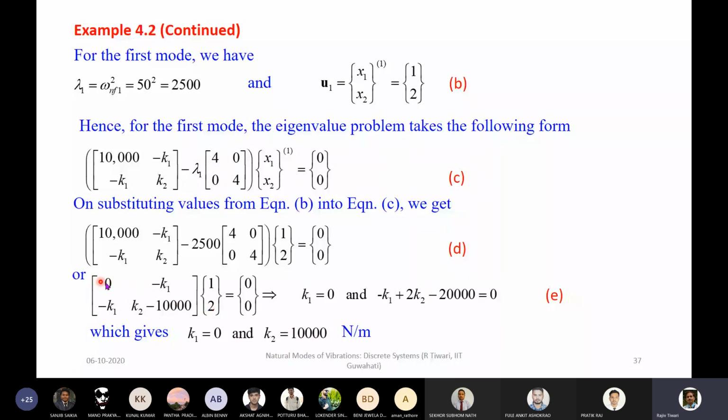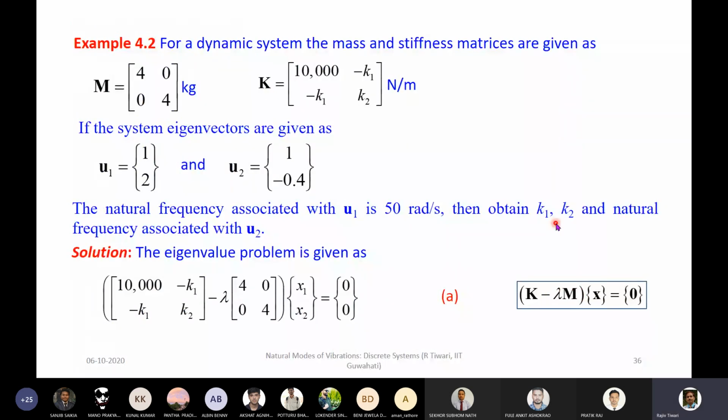Even we can expand the first equation, because this is a matrix form. There are two equations. The first equation will give k1 is equal to 0. The second equation will give this into 1 and this into 2 is equal to 0. So from here, because k1 is 0, k2 can be obtained. Now with the information of the first natural frequency and the first mode shape, we could get the stiffnesses k1 and k2. Still we don't know the second natural frequency, because in the problem the second natural frequency is not given.